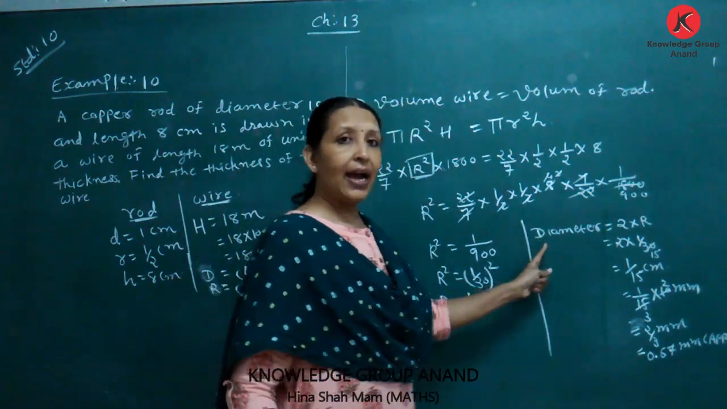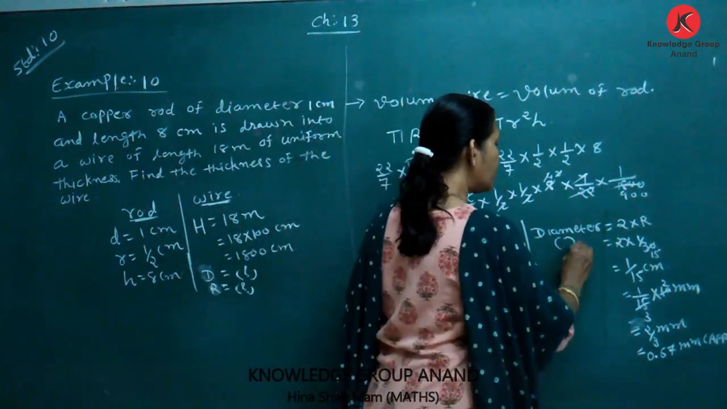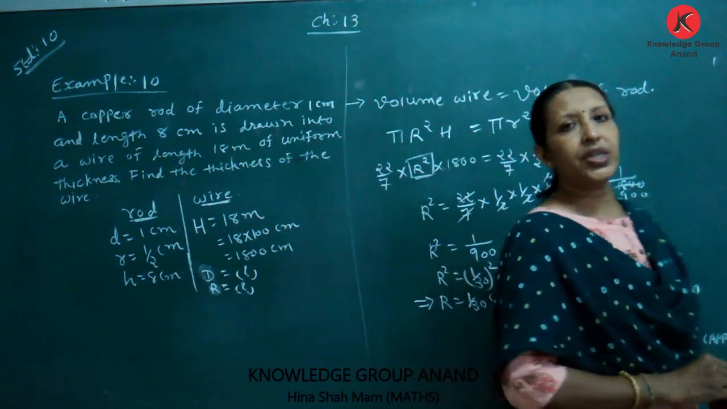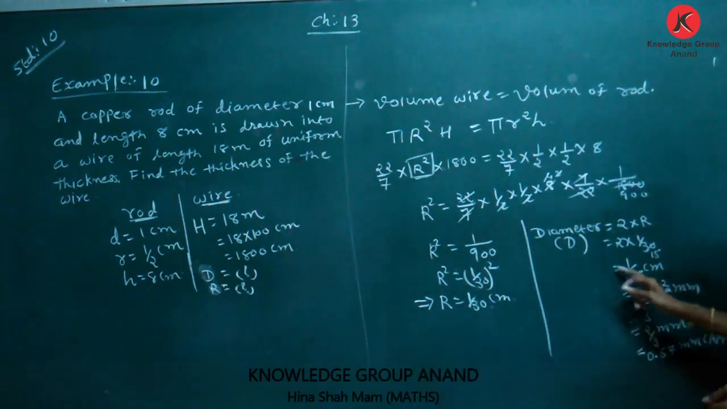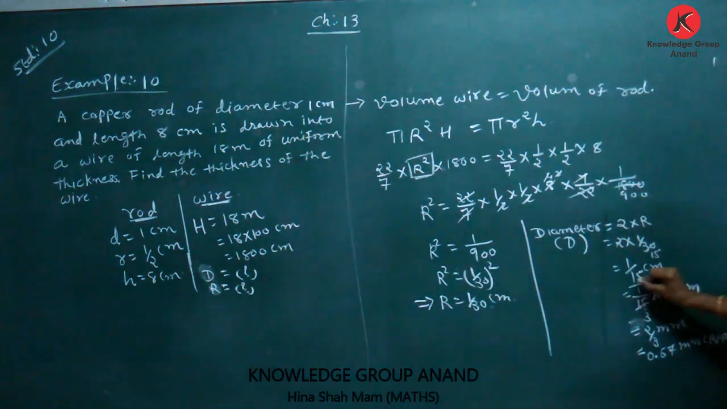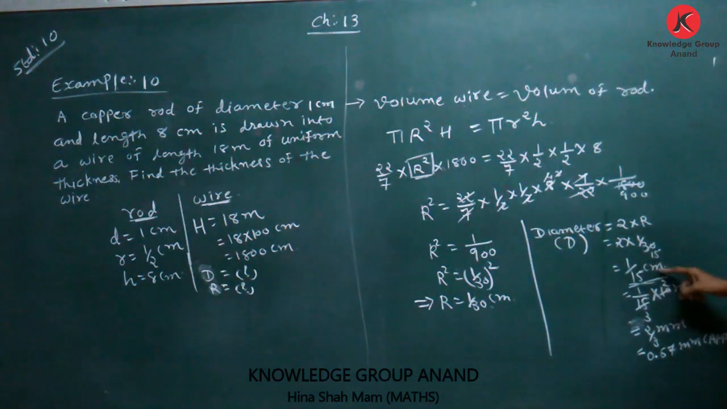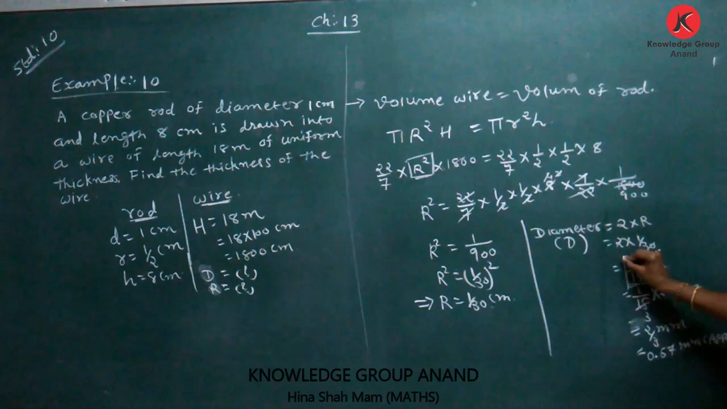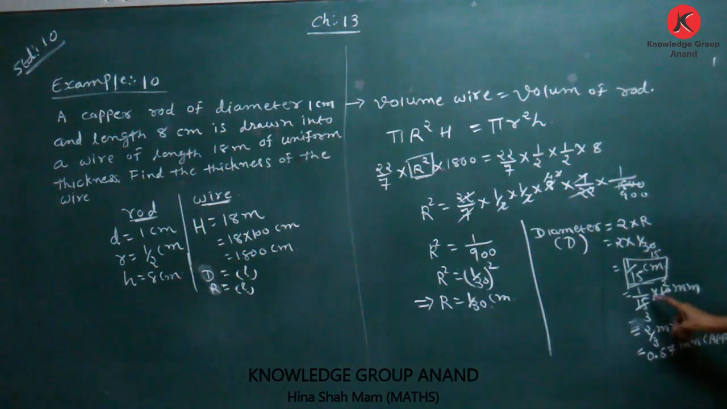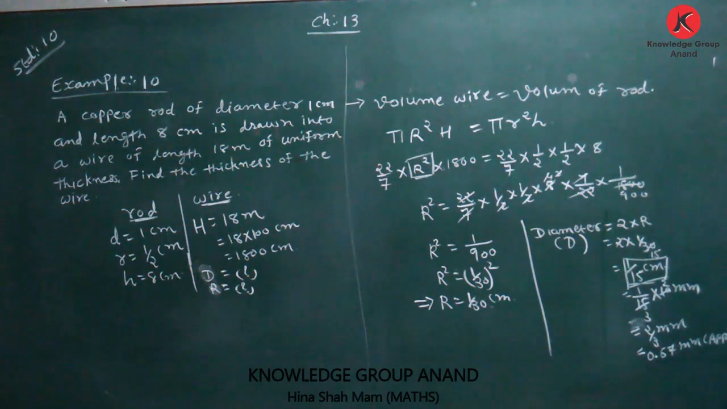But we want the diameter. Diameter D is equal to 2 into R, which is 1 upon 15 centimeter. But here, I convert it into millimeter. 1 centimeter is equal to 10 millimeter, so the answer is 2 by 3 millimeter, therefore 0.67 millimeter. Here, example 10 is completed.